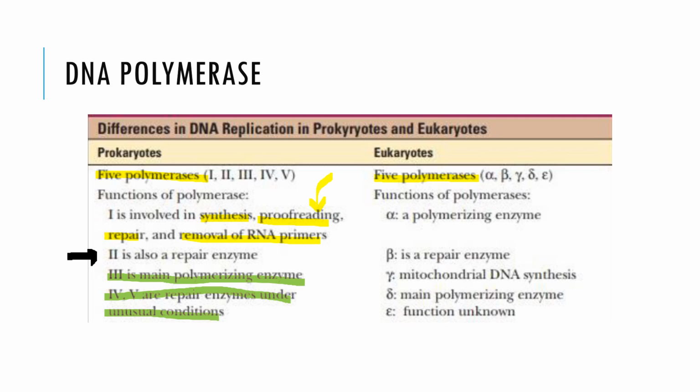So what does it mean by unusual condition? When the condition is such that the process of DNA replication is not going on, in that case polymerase 4 and polymerase 5 will take over the process of polymerization. But there is one very important difference between polymerase 3 and polymerase 4 and 5. If there is a mistake, polymerase 3 goes back and repairs the mistake, but polymerase 4 and 5 can perform polymerization, but if there is a mistake they will not go back and repair the mistake.